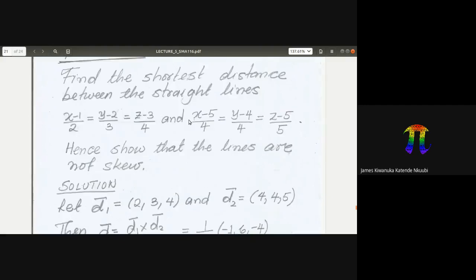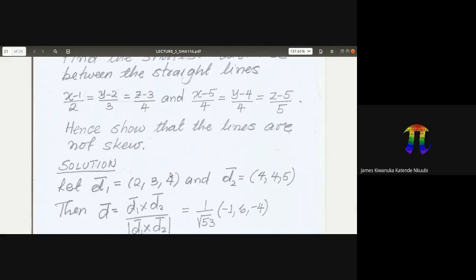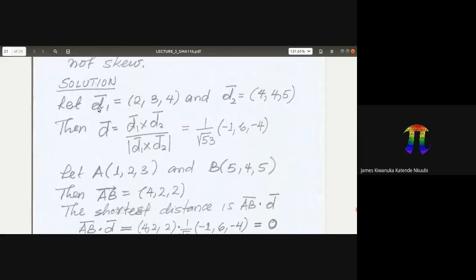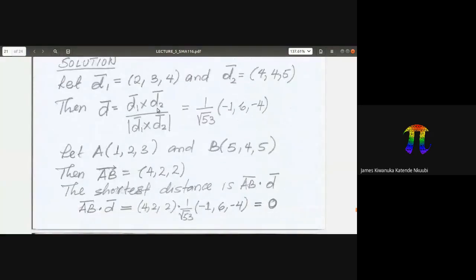Okay, so let's do an example. Find the shortest distance between the straight lines. There are these two straight lines, this one here. And then you need to show that these lines are not skew. So the two vectors we need that are in the directions of the lines are D1 and D2. We can obtain them here, 2, 3, 4 and 4, 4, 5. This is obtained straight from the equations of the line, the symmetric form. So we already have D1 and D2.